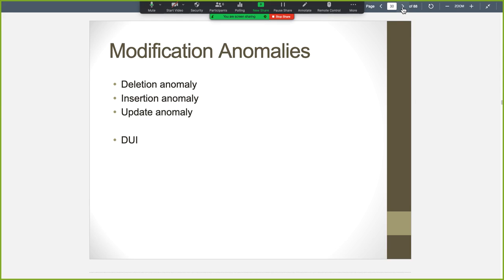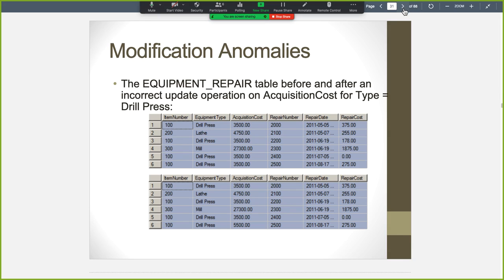So we call them modification anomalies. There are 4 of them, and 3 of them are remembered as DUI, driving under influence, or delete, insert, and update, or delete, update, and insert. And the 4th one is create, right? So DUI level C crime. That's usually how I remember it.